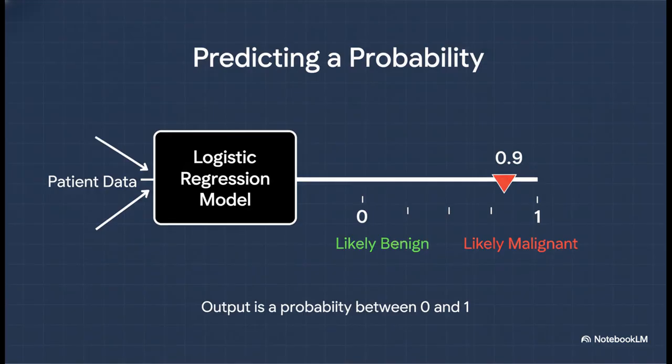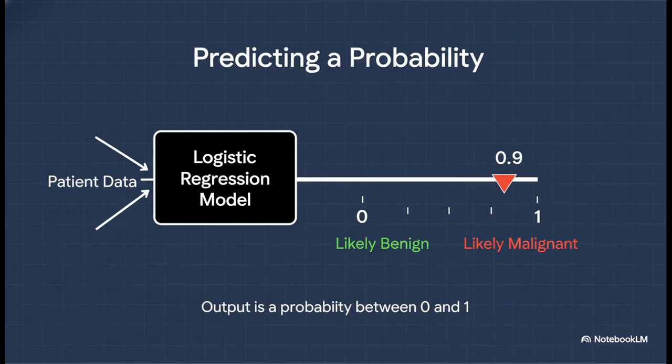And what this model does is actually pretty straightforward, which is what makes it so cool. It takes in all that patient data we prepared, and it spits out just one number, a probability, somewhere between 0 and 1. A number near 0 means, nah, probably not. A number close to 1 means, yeah, very likely.